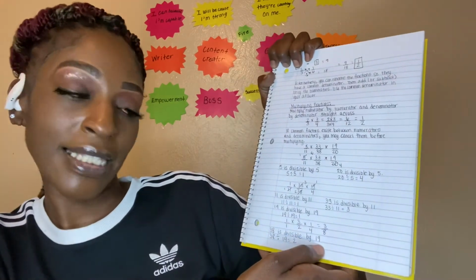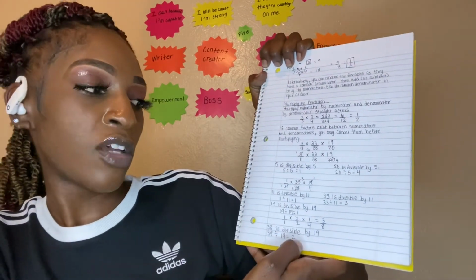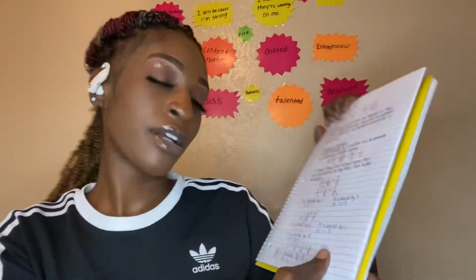38 is divisible by 19. 38 divided by 19 equals 2. So that's how you do that there, you guys. You could just cross multiply. Just make sure you keep reducing. It's just simple. It's really not that difficult.